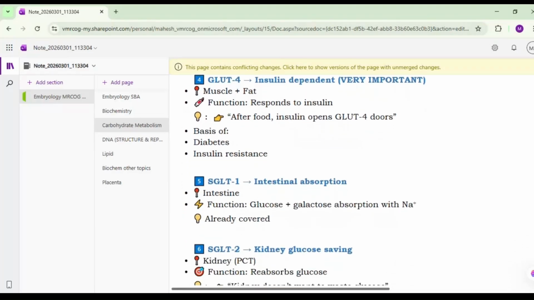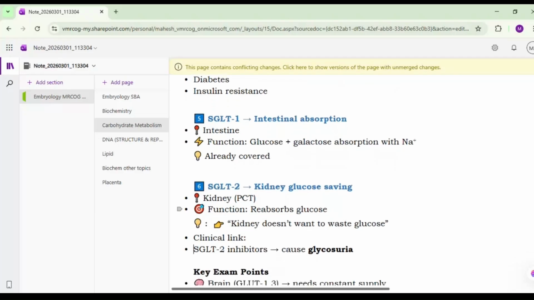Now SGLT1 is present in the intestinal absorption, and the function is glucose and galactose absorption with sodium. This we have already discussed at the time of absorption of the carbohydrates.